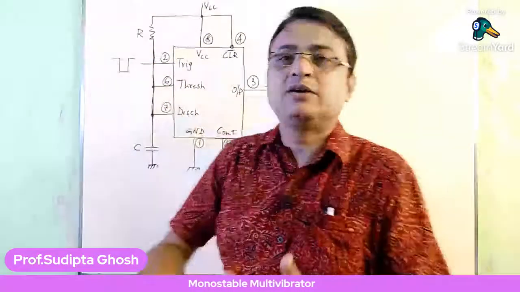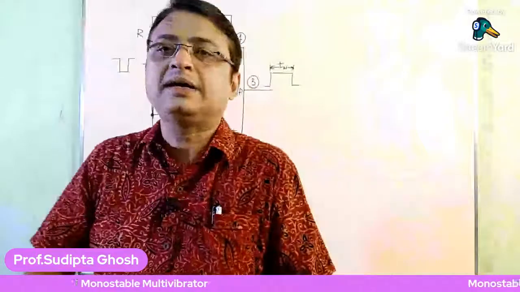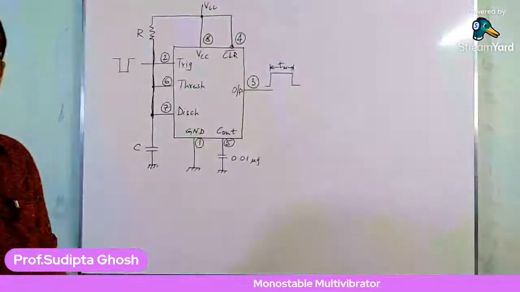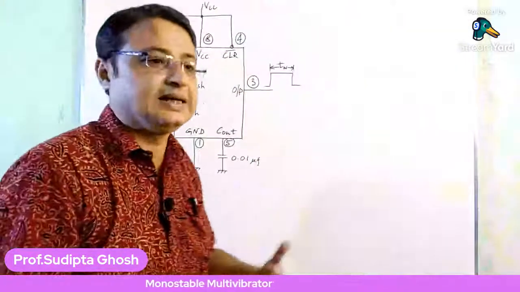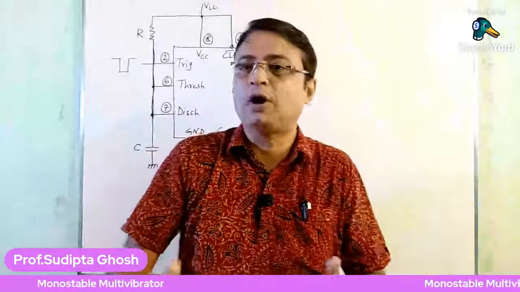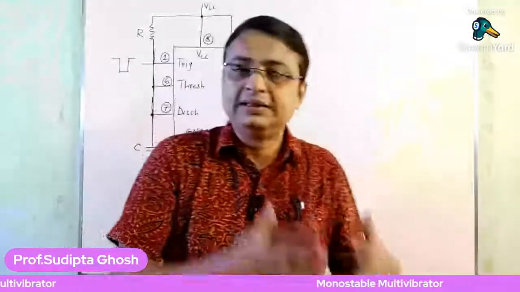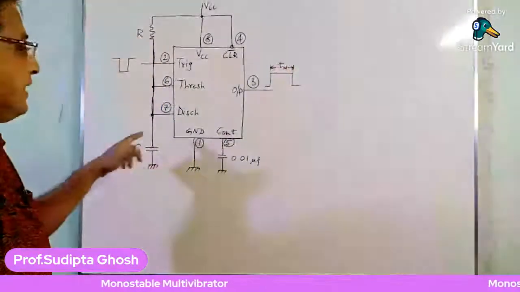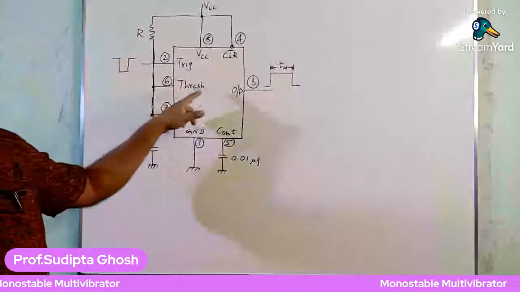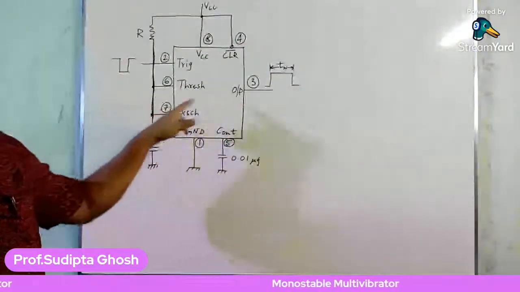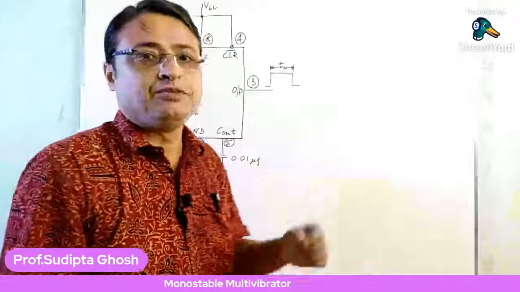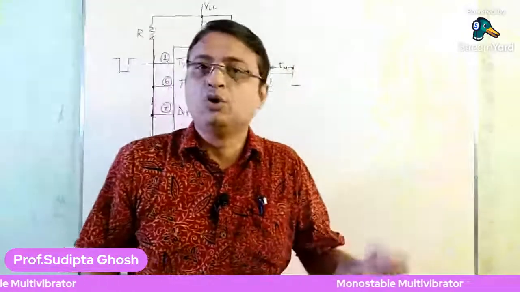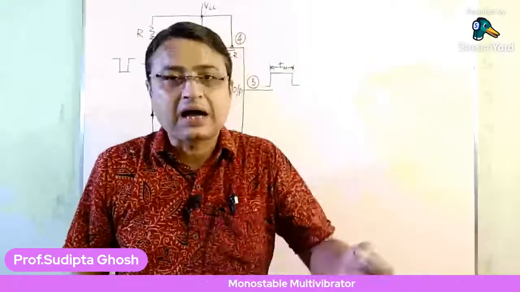Now when it goes on charging, there will be a certain time when the capacitor voltage crosses the value of 2/3 VCC, that is around 3.5 volts. And when this capacitor voltage is around 2/3 VCC, as this capacitor is connected to the threshold input, that is pin number 6, that will make the threshold comparator go high.